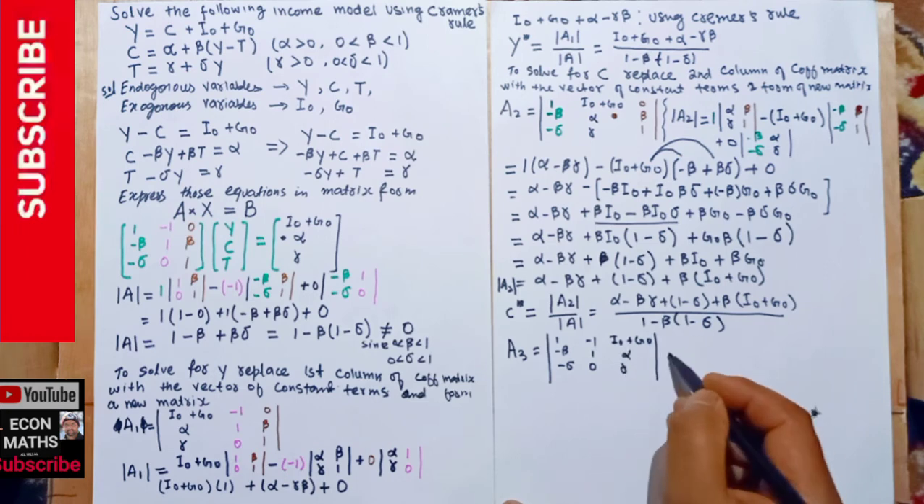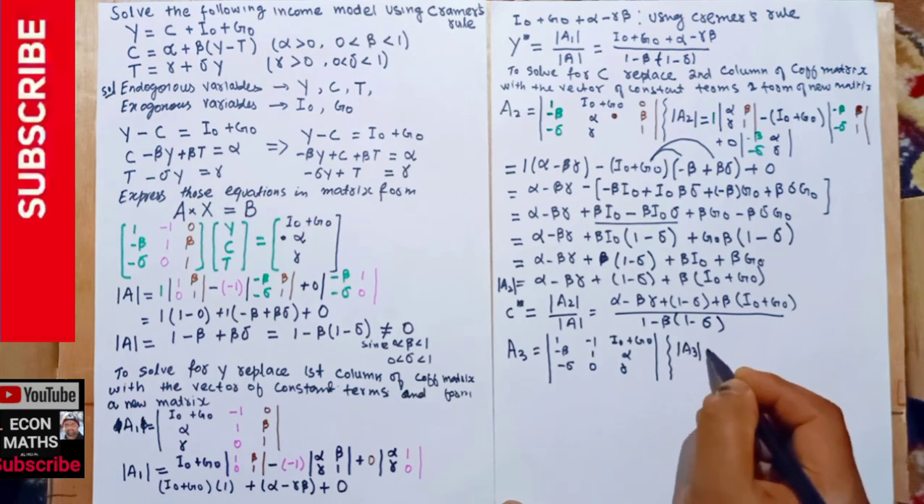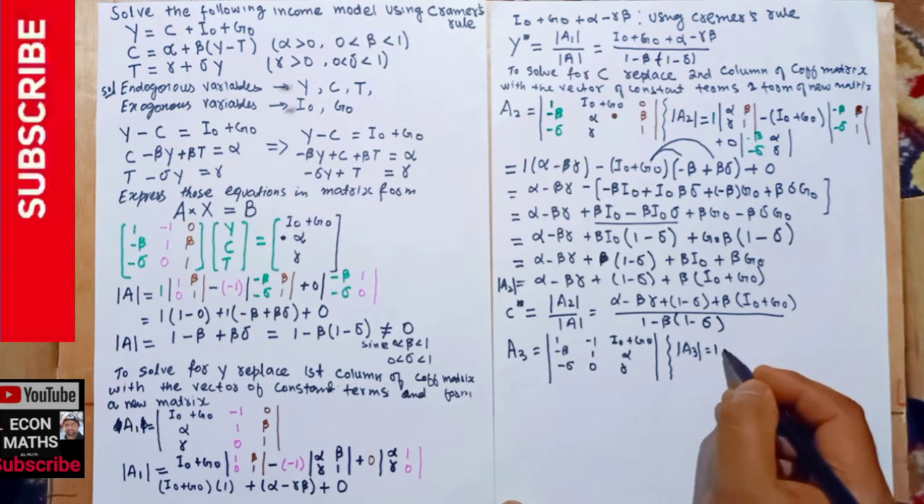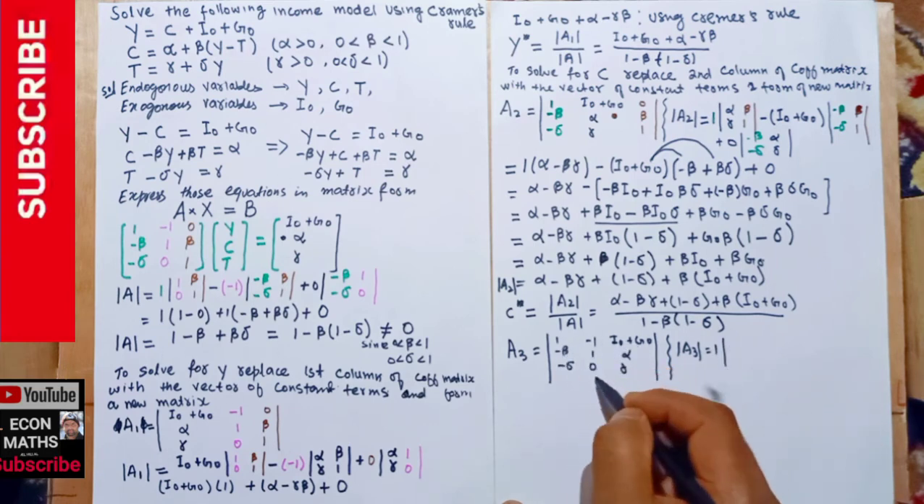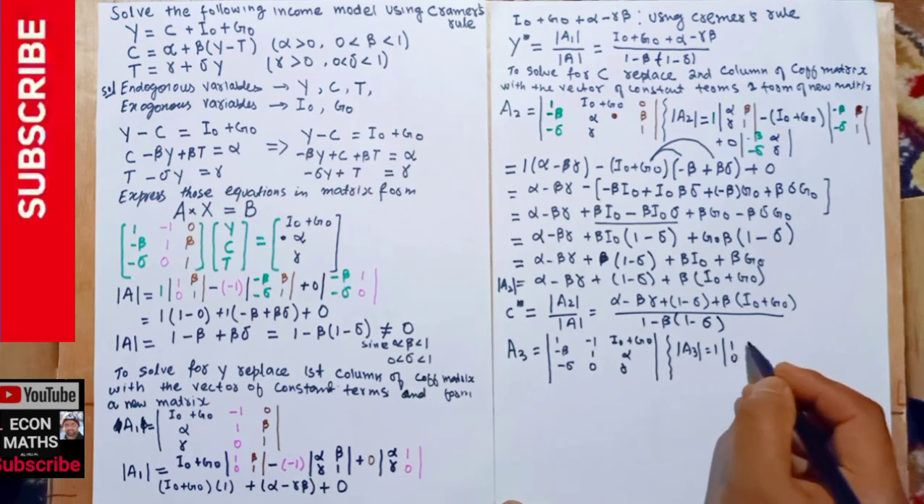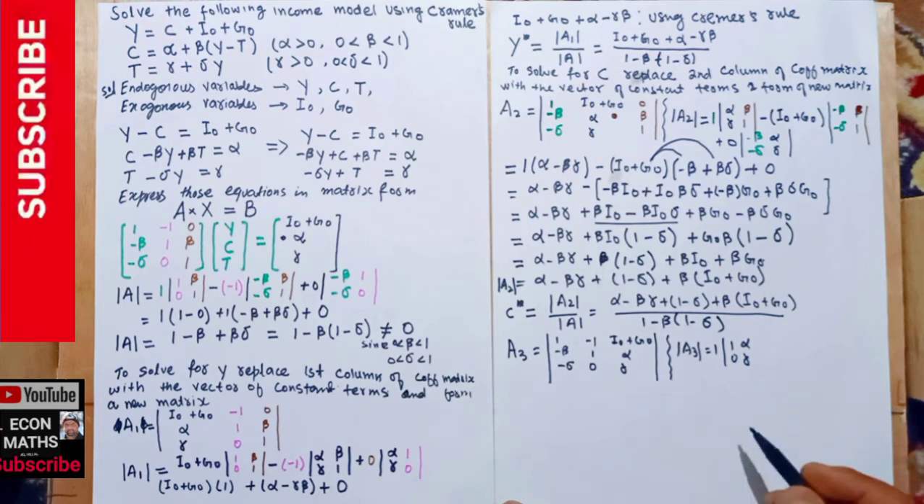Now I have to take the determinant of this also, that is A3 is equal to, I will write this 1 and take the determinant of the remaining elements in which it appears, that is the determinant of the remaining elements 1 0 alpha and this gamma. Yes, this is gamma here.